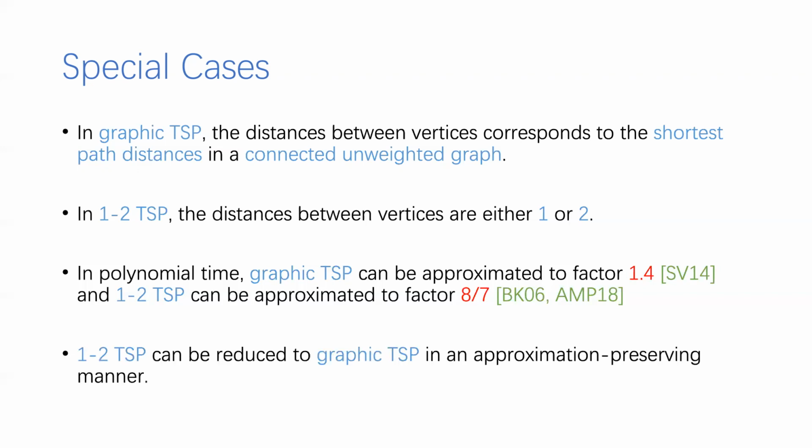It is worth noting that 1-2 TSP can be reduced to Graphic TSP in an approximation-preserving manner. Given a 1-2 TSP instance, consider the unweighted graph made by all weight-1 edges. And then, we add a new vertex and connect it to all other vertices. Consider the Graphic TSP instance generated from this unweighted graph. The distance between any two vertices is 1 or 2, and it also equals the distance between them in the original 1-2 TSP instance.